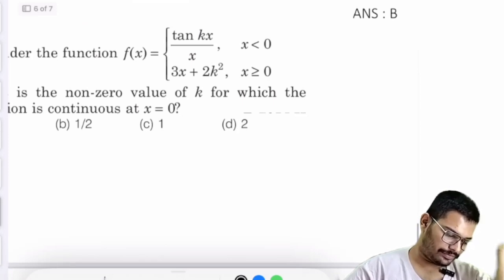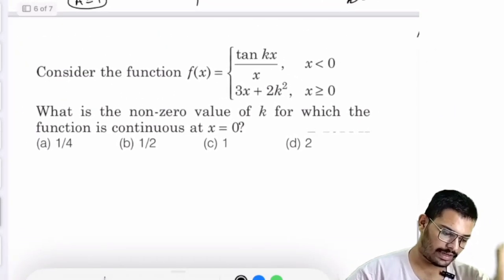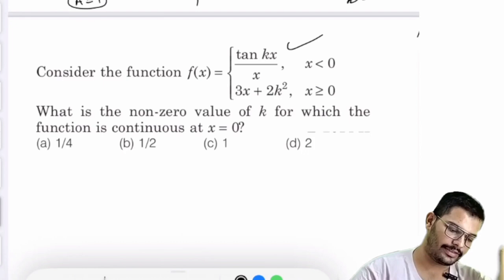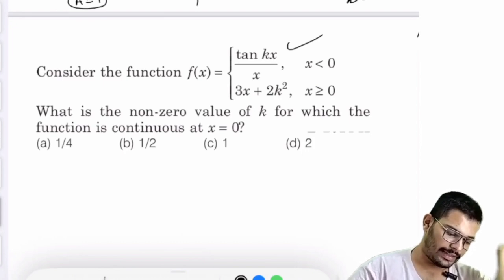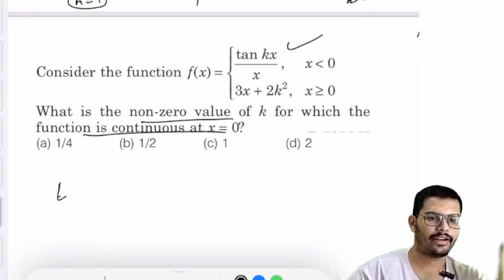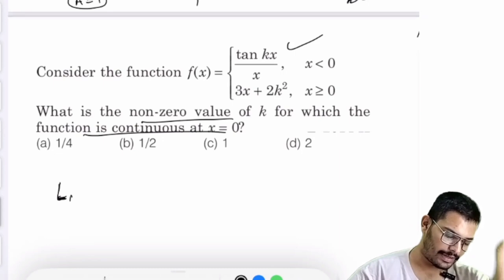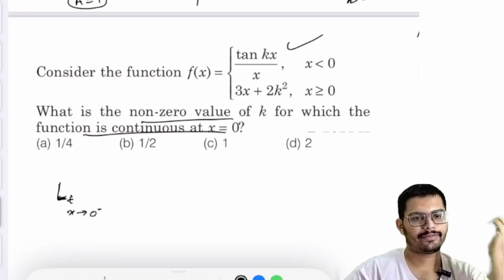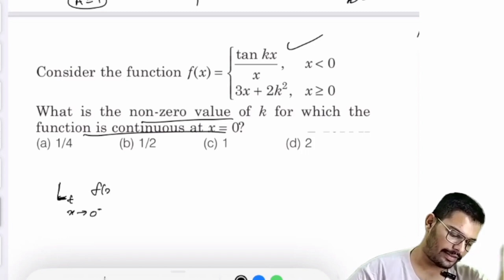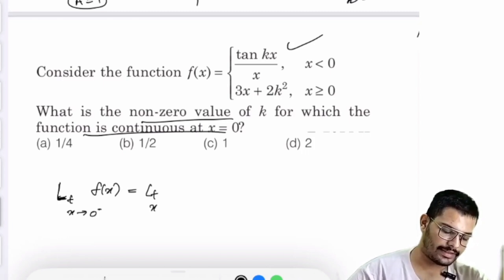Now consider a function f of x equal to this one. What is the non-zero value of k for which the function is continuous at x equal to 0? So we can equate the left hand limit and right hand limit. What is the left hand limit? Limit x tends to 0 minus f of x equal to limit x tends to 0 plus f of x.